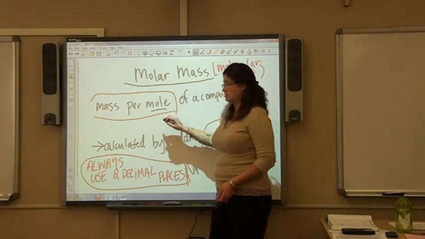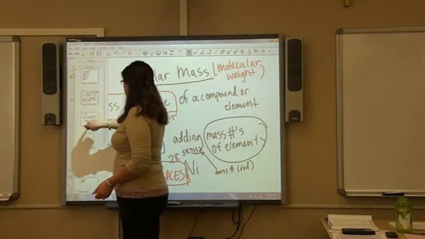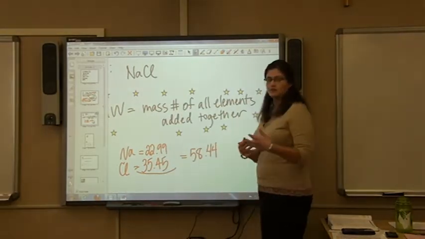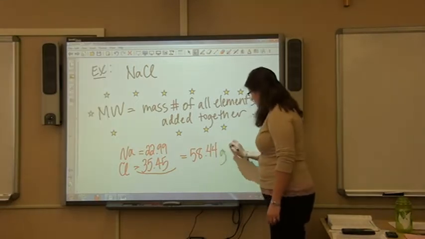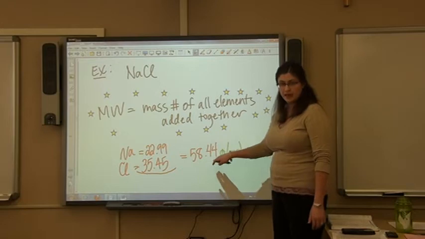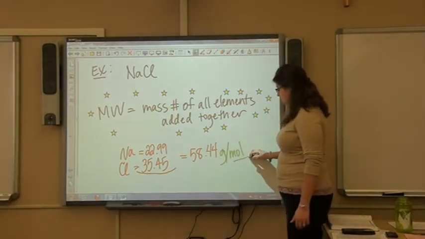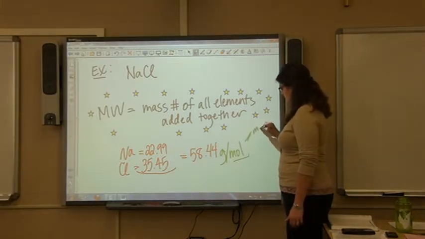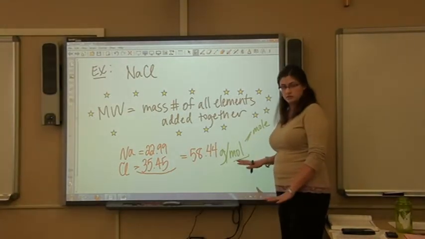This is your unit. So here, our unit, we always have to have numbers with units, otherwise numbers don't mean anything. Our unit is always going to be grams per mole, mass per mole, grams per mole. This is how we abbreviate the word mole in chemistry. So mark this down for future reference.